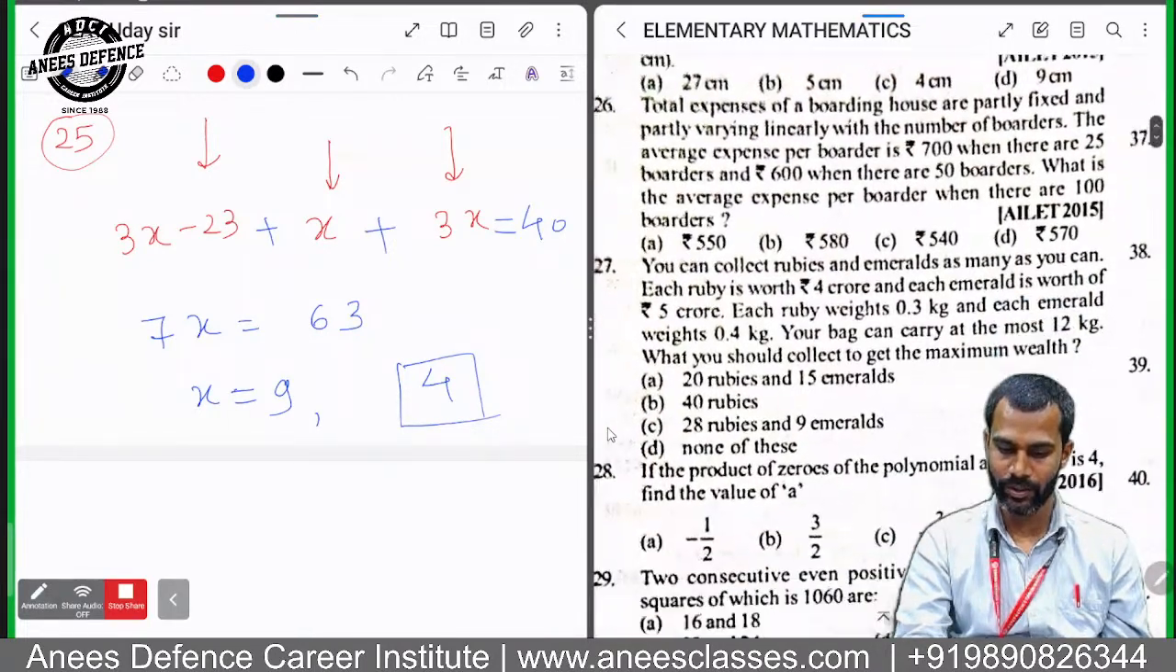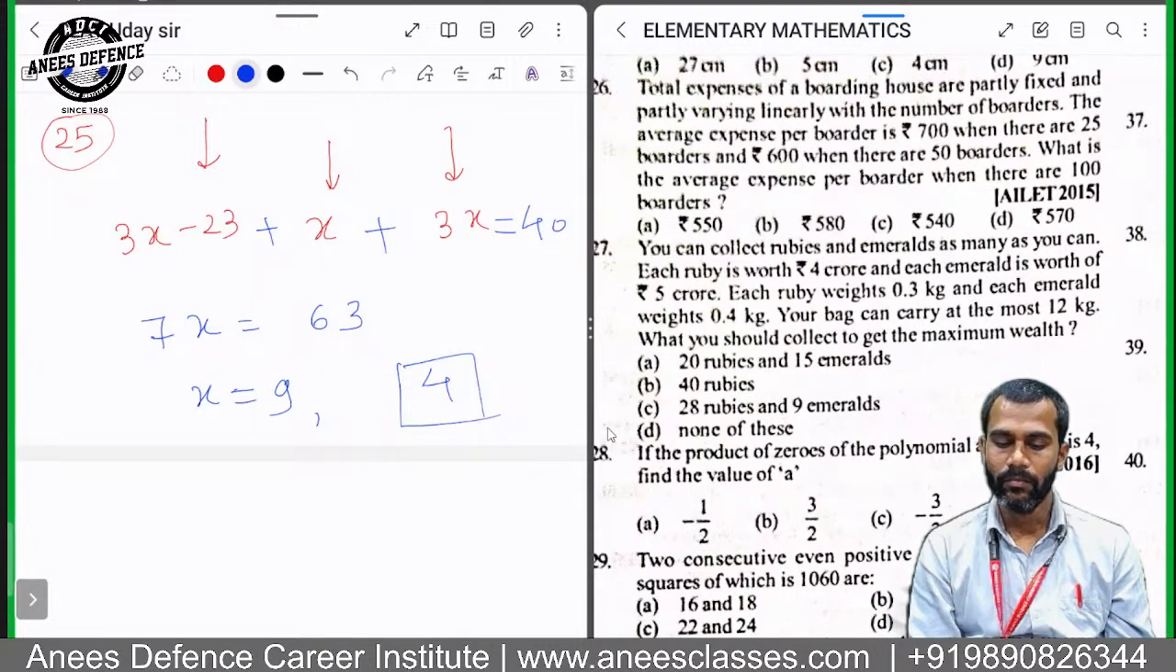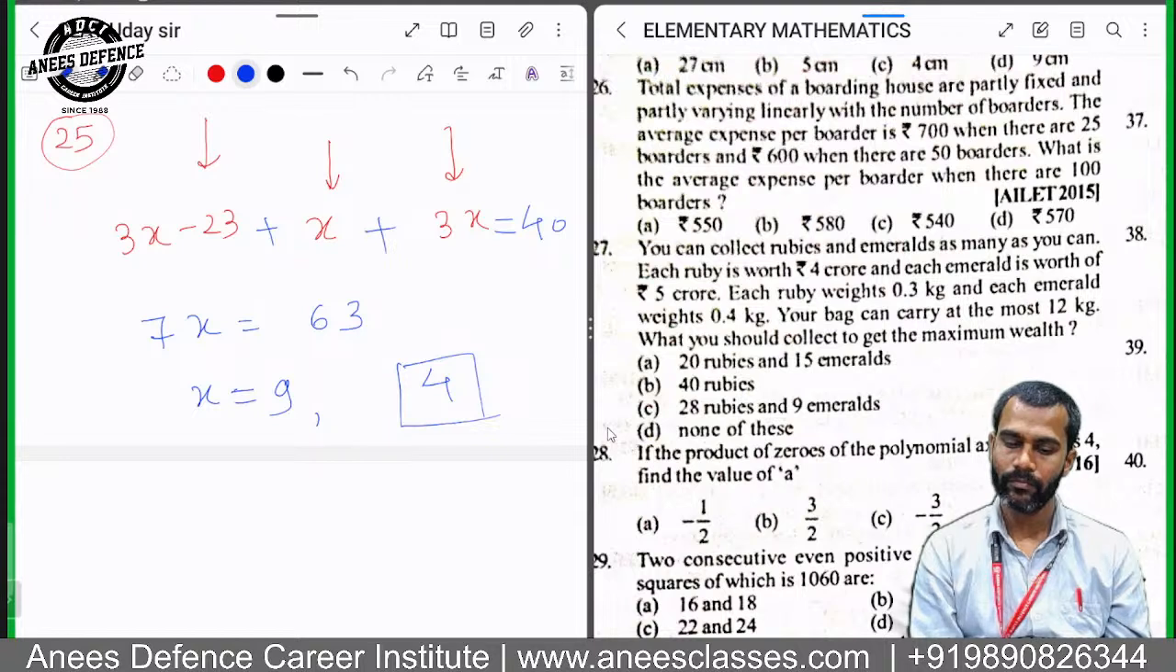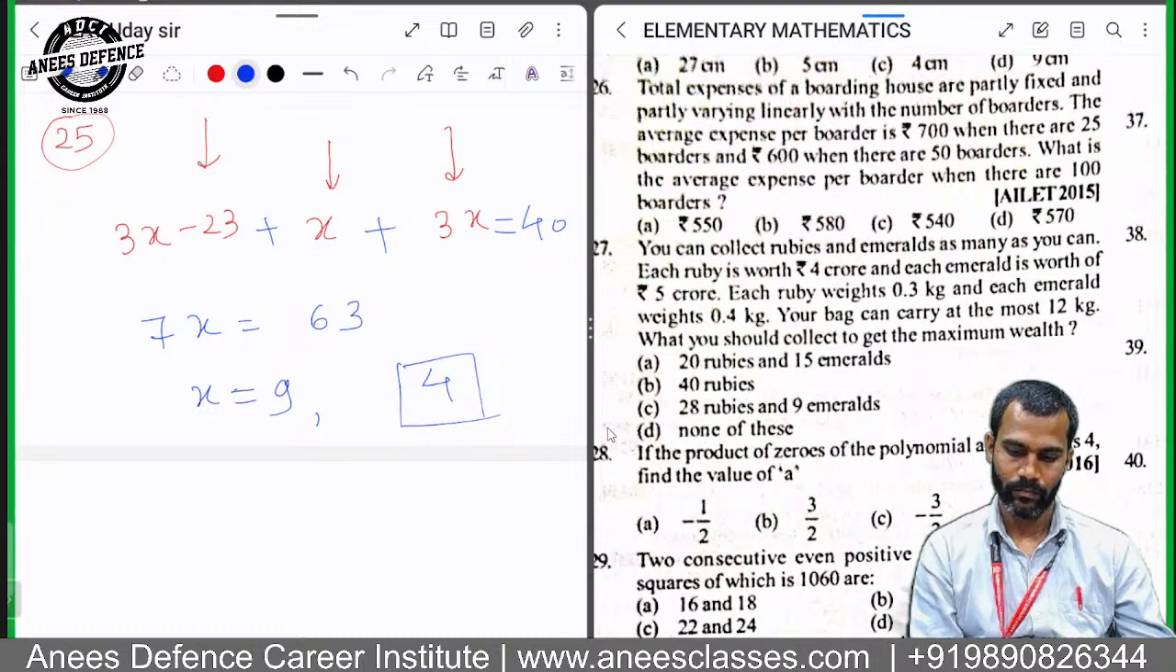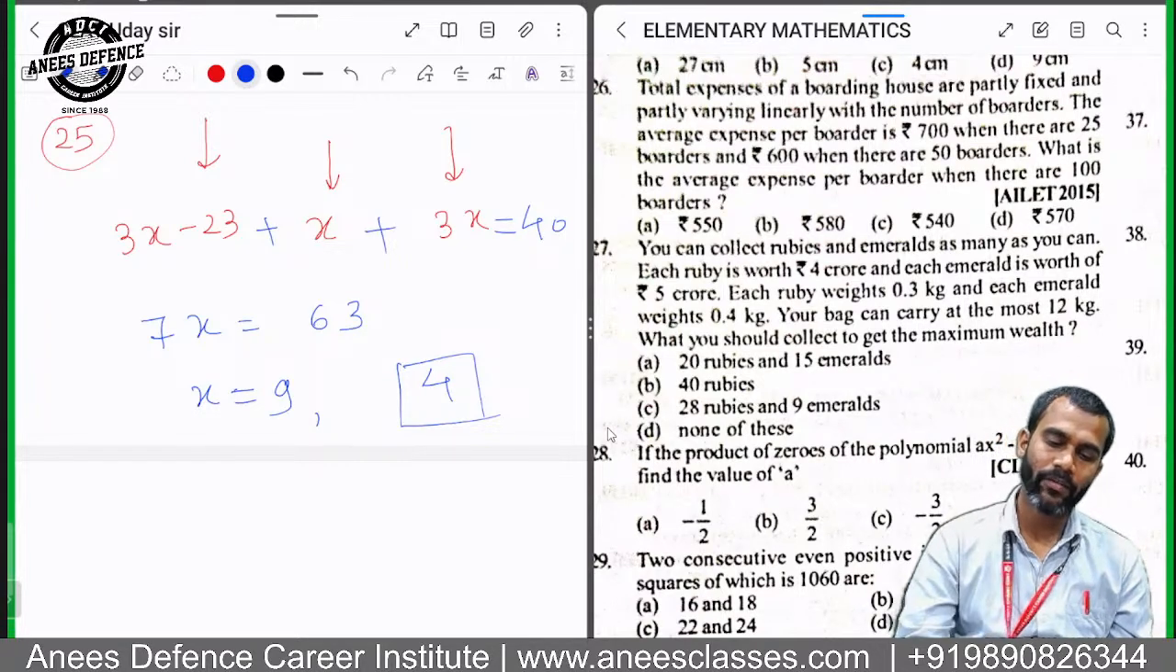Question number 26. Please try. Very easy.